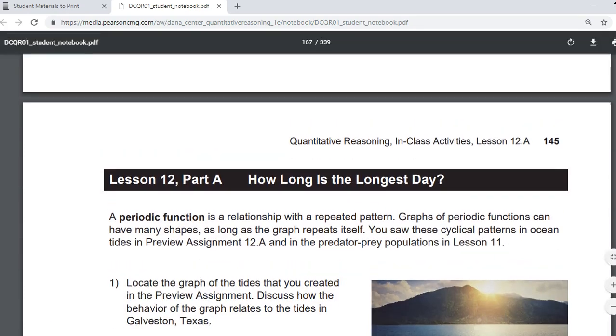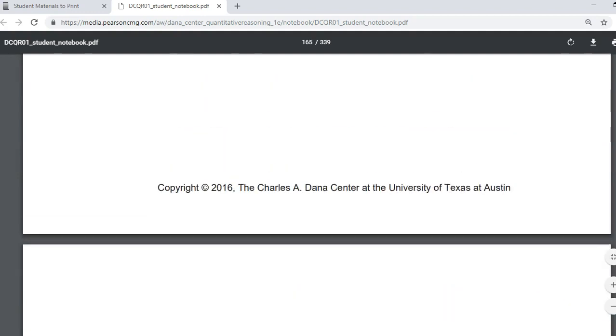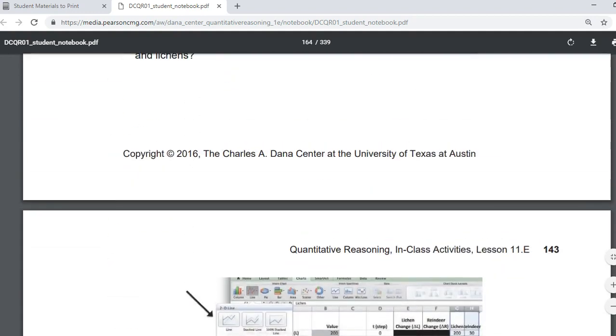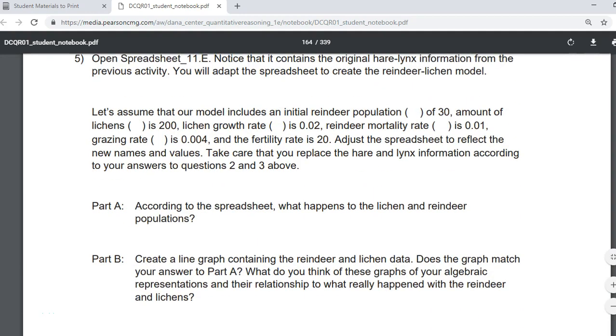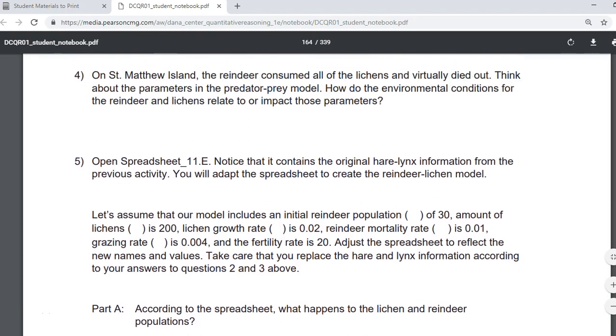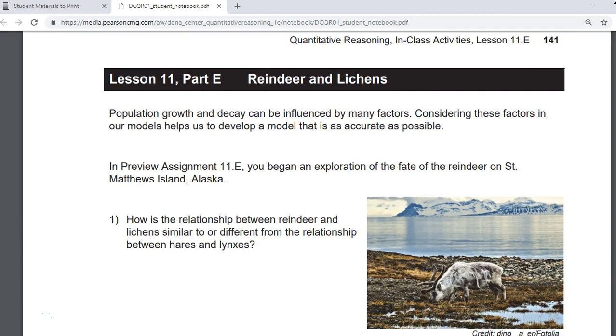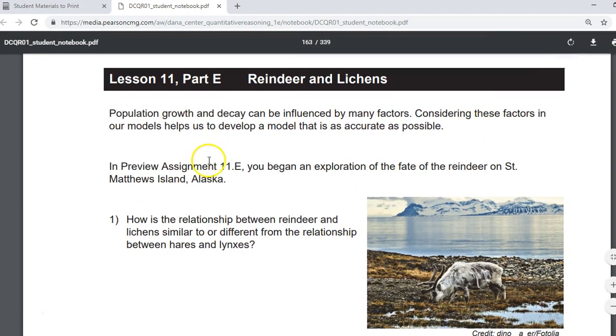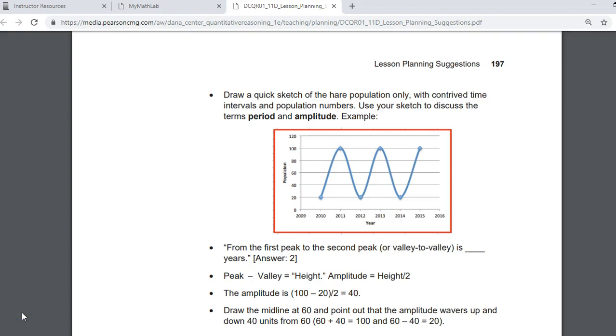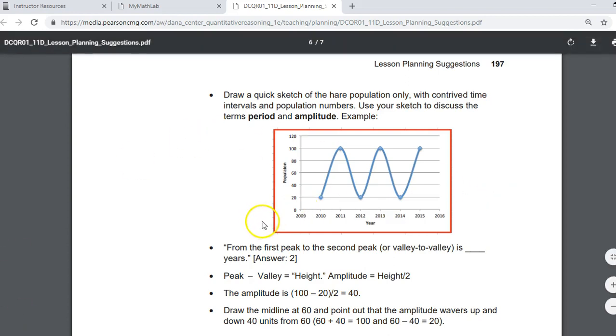So going back to the cyclical, make sure that you can calculate amplitude. Make sure that you can calculate period. Let me go get a picture for that, for this 11E and 11D on the cyclical graphs. So for 11D and 11E, make sure that you know what period and amplitude are. Here are some examples giving some drawings, like when we go to calculate from the first peak to the second peak, then we can find that it's taking 2 years.